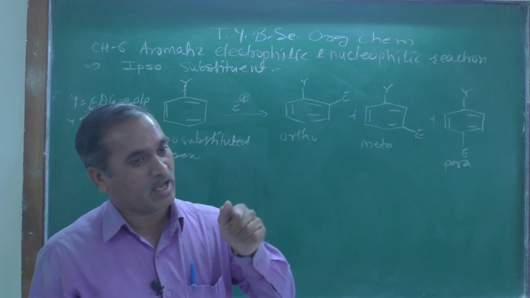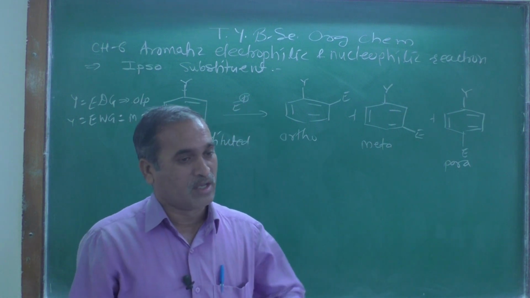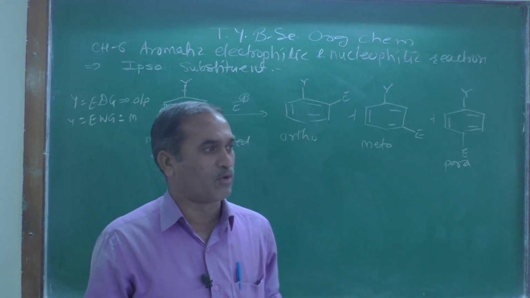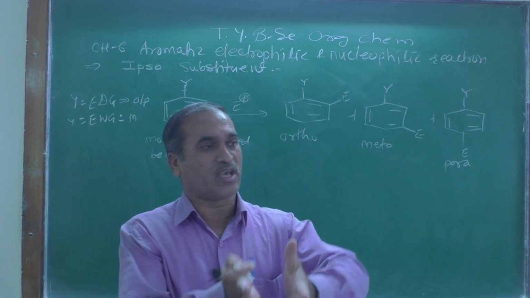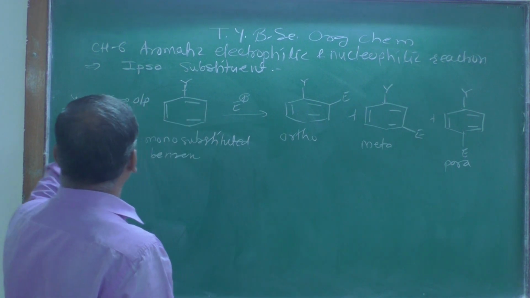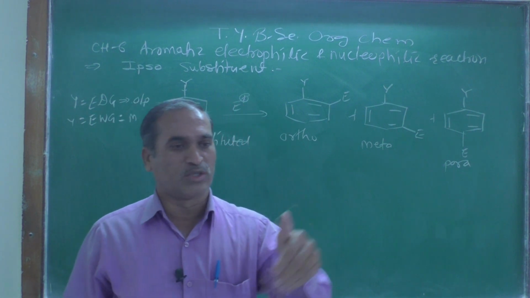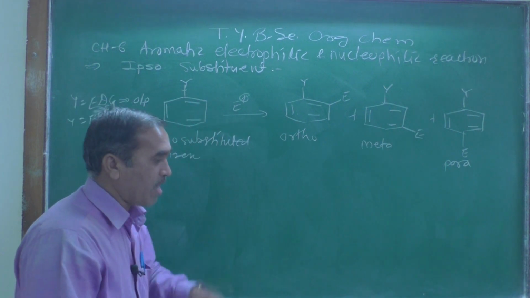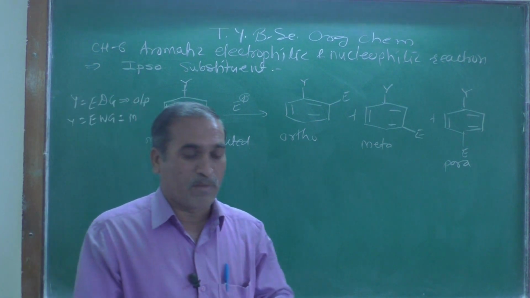That electron withdrawing group deactivates the benzene ring, meaning those groups withdraw electrons from the benzene ring, and that type of group is called a deactivator. Deactivator means they decrease the reactivity of the benzene ring. Those that are electron donating groups provide electrons to the benzene ring. Benzene is already nucleophilic in nature, so the reactivity of that compound goes on increasing.